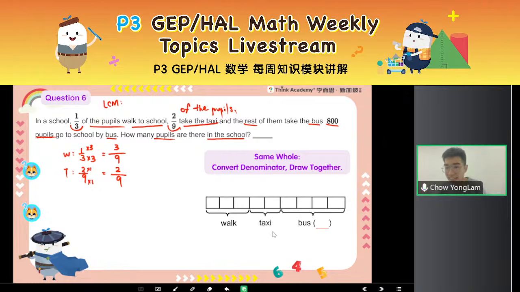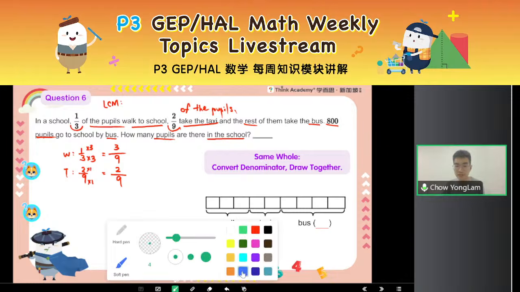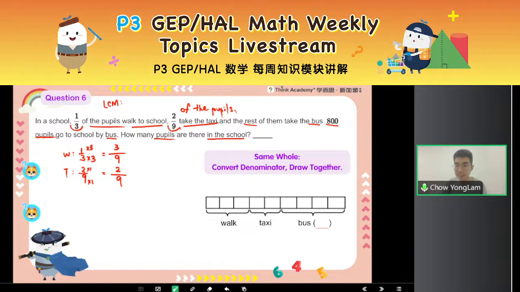Is there something else I can label? After we label all the fractional parts, how many units each, it's time to label the value that you know according to the question. Now the question says 800 students go to school by bus. So for bus, I have 800 students.